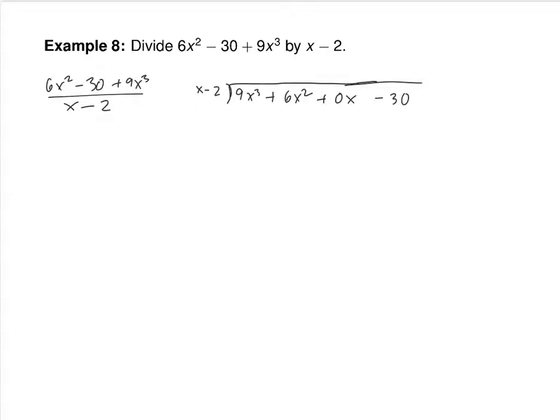Okay, and then you think, what do you multiply x by to make it match 9x cubed? 9x squared. So 9x cubed minus 18x squared. Parenthesis, take away.